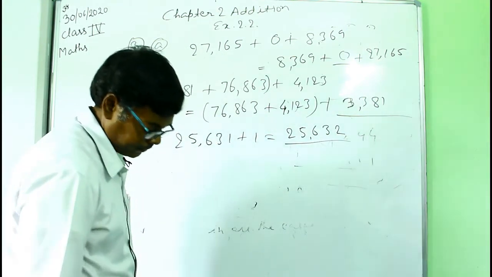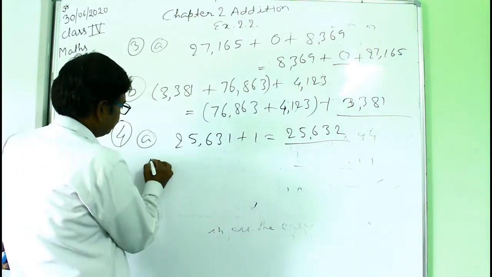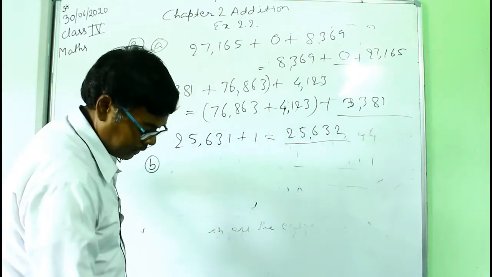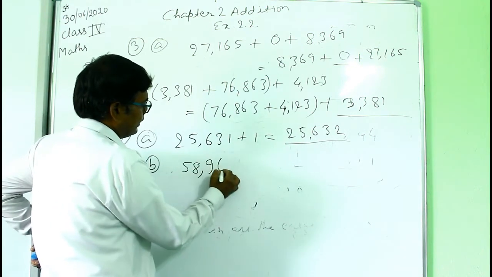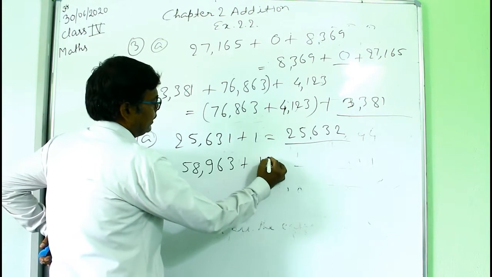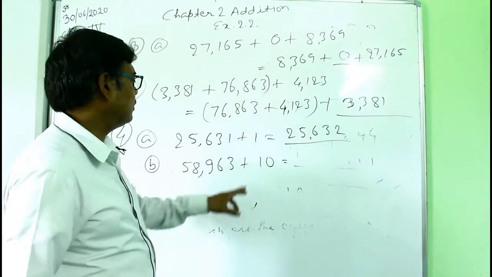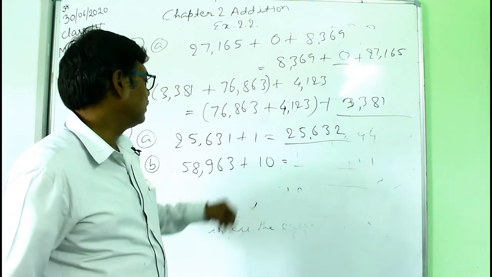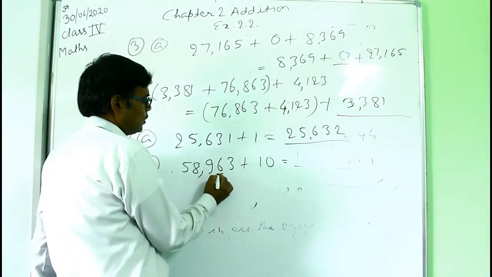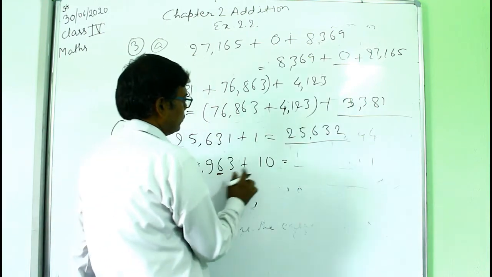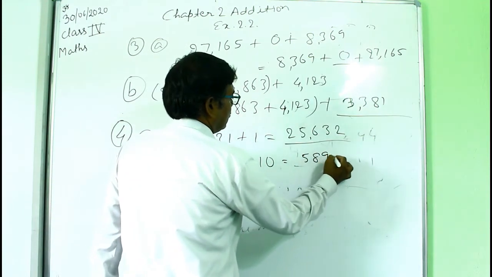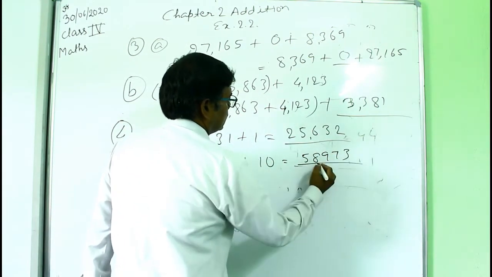And next, question number B, 58,963 plus 10. When you write 10 here, then 6 plus 1 will be 7. So this digit will change, and the others will remain the same. 58,973. So this is the answer.